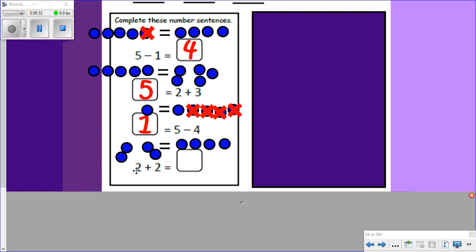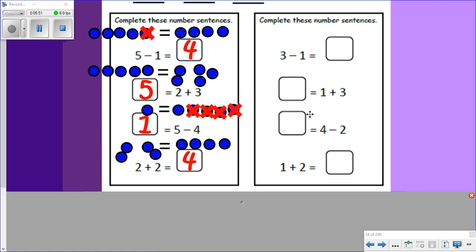Put 2 fingers up on one hand and 2 fingers up on another hand, and then put them right next to each other to count all those fingers in a line. And you have 4. Great work. So let's try the other side. The other side, I do not have dots and pictures ready, so we can use our fingers.